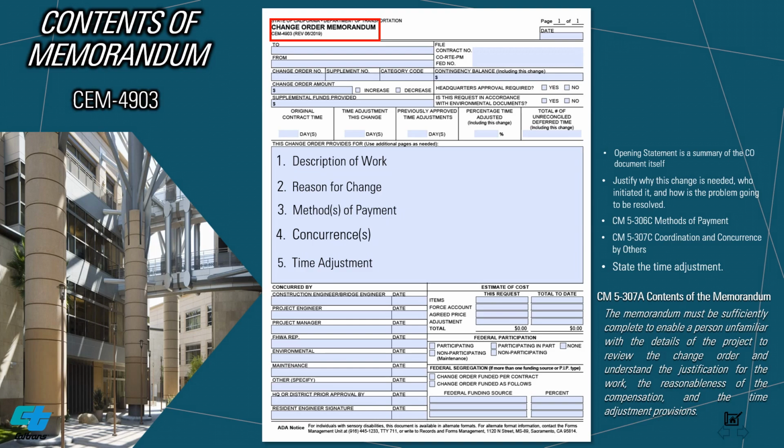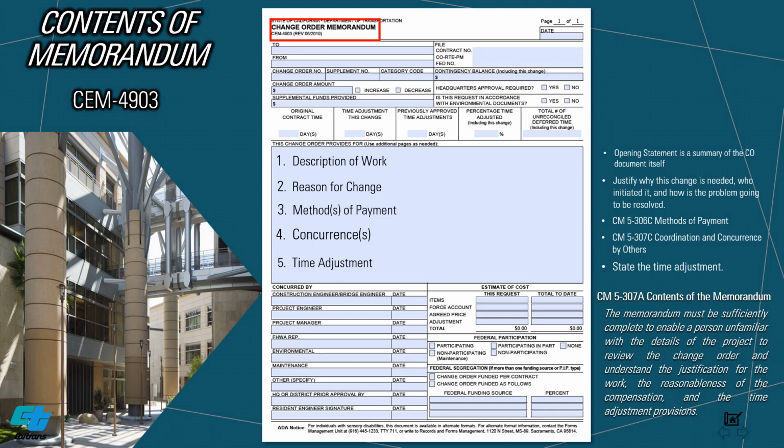Second will be reason for change. Explain the need for the change and justify why this change is needed, who initiated it, and how the issue is going to be resolved. The reason for the change should be clearly explained. If, when read, the explanation does not answer why the change is necessary, then the explanation is not clear. For a change order that is to be processed unilaterally, explain under reason for change why the contractor will not sign or why the contractor's signature is not required. If applicable, attach a copy of any correspondence from the contractor regarding the change order.